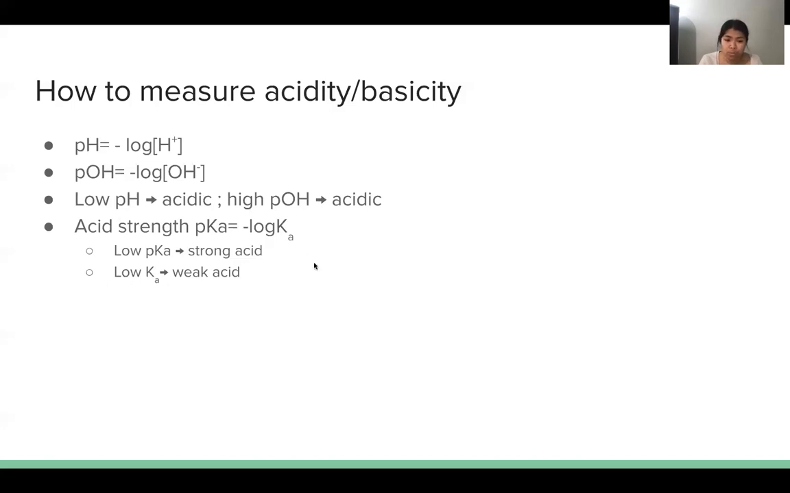But what happens if your Ka is high or low? If you have a low Ka, you have a weak acid. Okay? But what happens if you have a high Ka? What happens then? That's right, you have a strong acid.